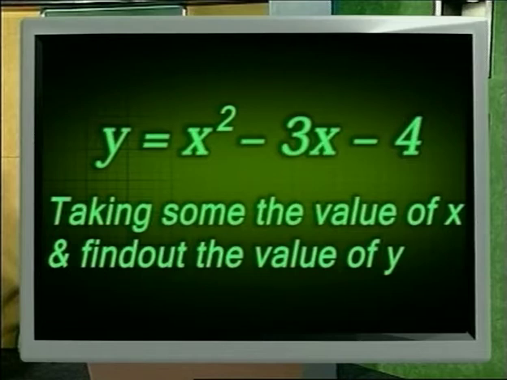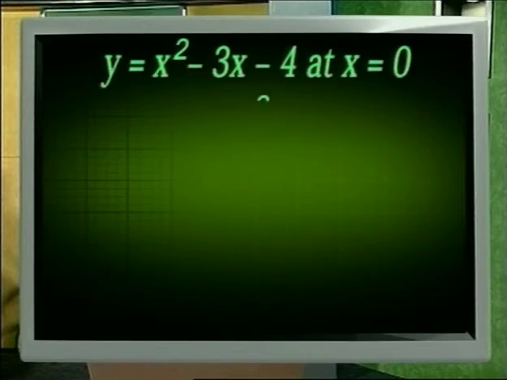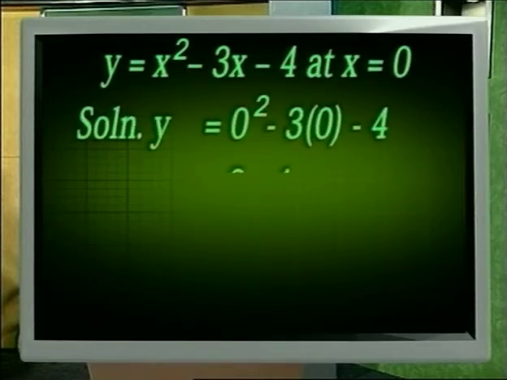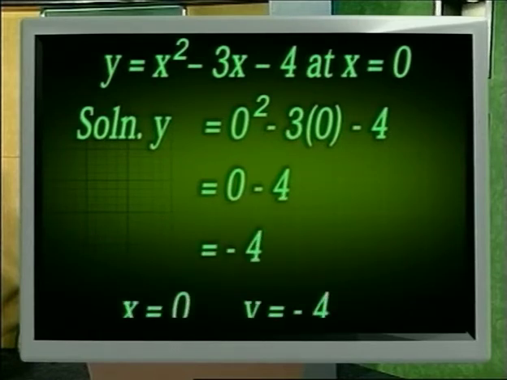Our quadratic equation is y is equal to x square minus 3x minus 4. We take some values of x, like 0, and put the value in the equation x square minus 3x minus 4. We get 0 square minus 3 in the bracket 0 minus 4, which gives you 0 minus 4. Answer is minus 4. So we get a point whose x coordinate is 0 and y coordinate is minus 4.